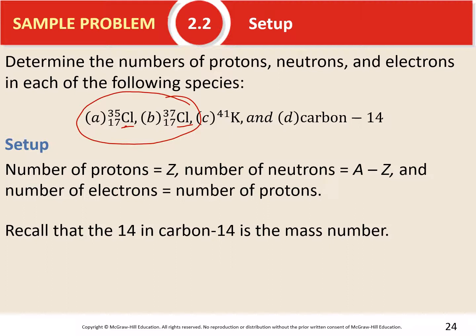So for example, here you see that these are both chlorine atoms. This first one, if I just do simple subtraction, 35 minus 17 has 18 neutrons. And the second one here is 37 minus 17, which has 20 neutrons. That means these two chlorine atoms are isotopes. They have the same number of protons, different number of neutrons.